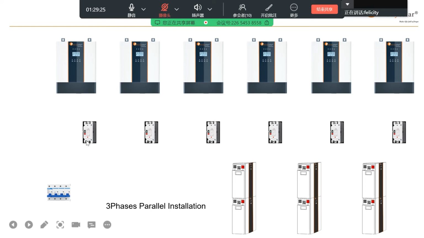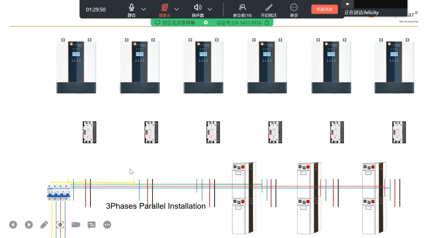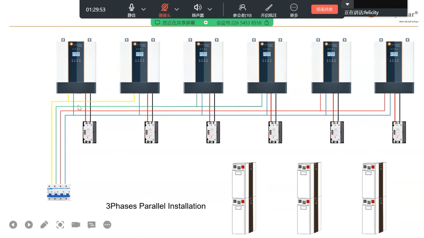And here I showed this one. This is the DC switch. Every inverter has one DC switch. But as I know, in real installations many of you don't install this one. But from us, we suggest you install this one for safety. Install the DC switch, and after you finish mounting all this, then you can connect to the AC output.